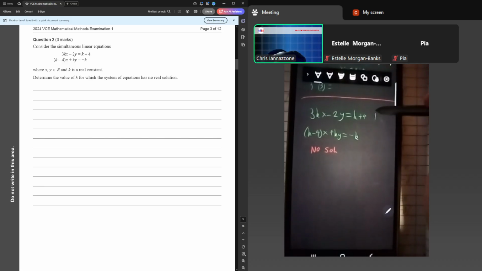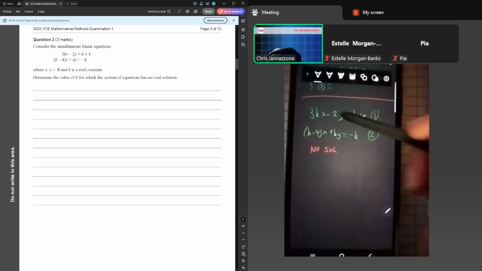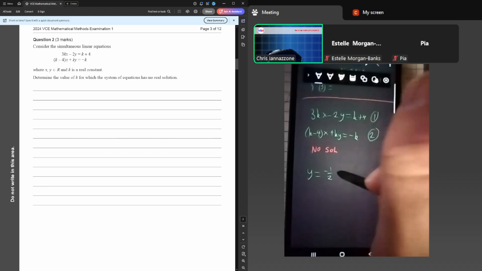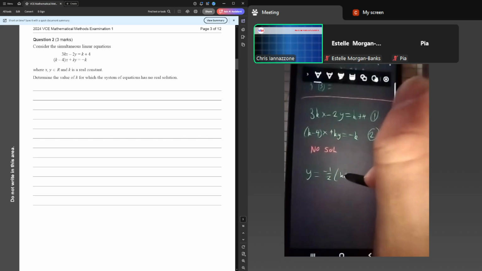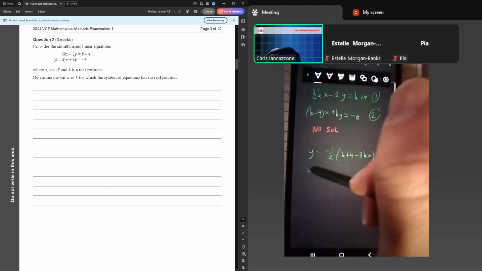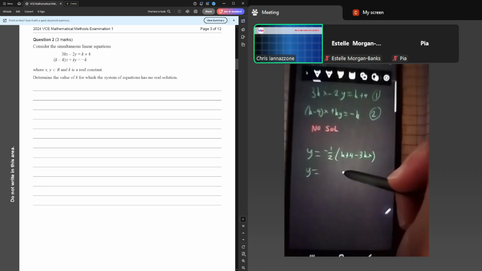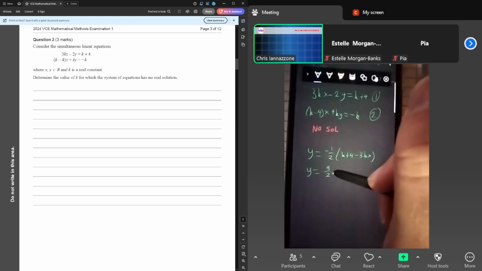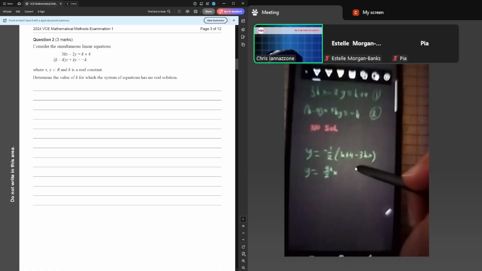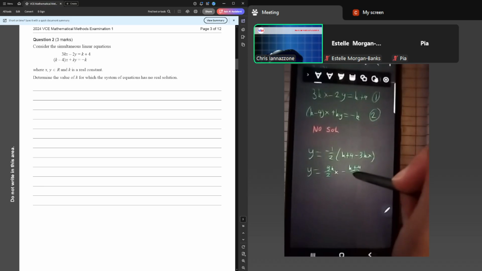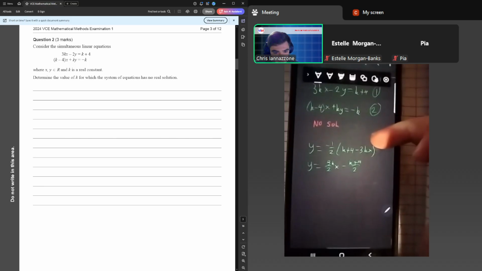So just for the sake of it, we'll call this one equation 1, we'll call this one equation 2. You'd put the negative on the 3kx and divide by negative 2. So you're looking at y equals negative half at the front of k plus 4 minus 3kx. And then finally, we'll do it y equals mx plus c. So I'll have 3 over 2 kx, and they're going to have negative k plus 4 over 2. That way you have a full y equals mx plus c from that.